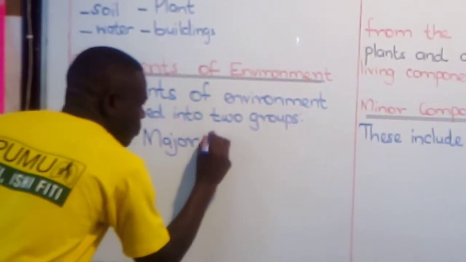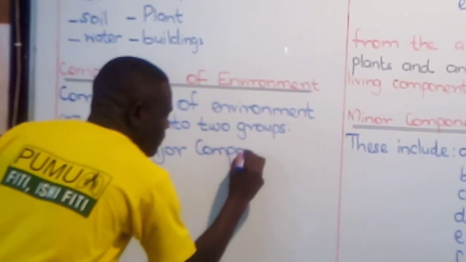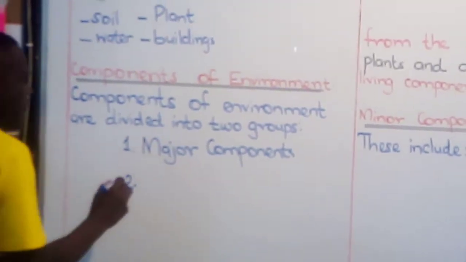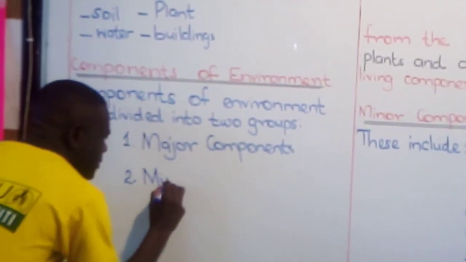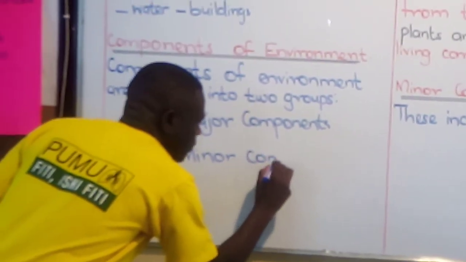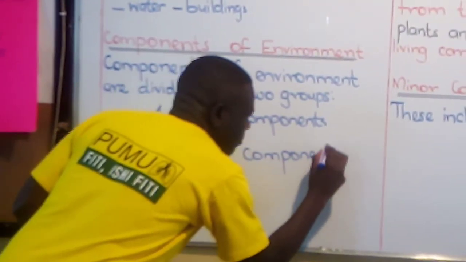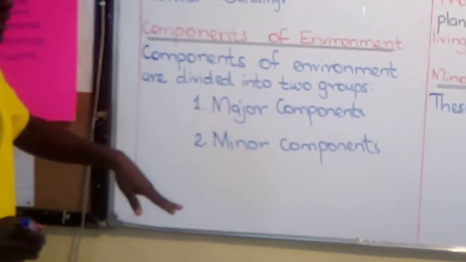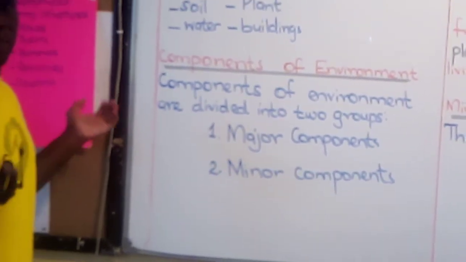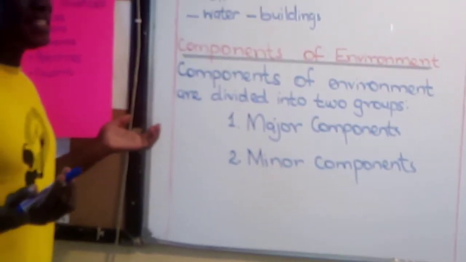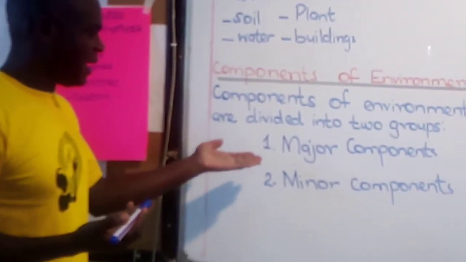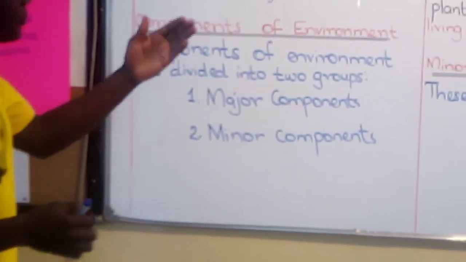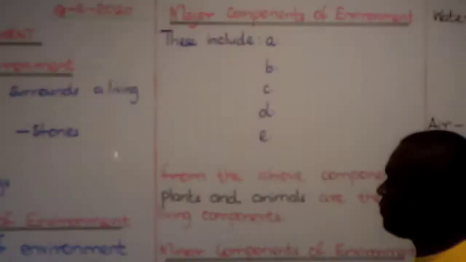Boys and girls, components of environment are divided into two. Major components of environment and minor components of environment. The name suggests that major are very important or very big. Big in size, important, then minor, less important. Now we are going to get to that. Let's look at these major components of environment.